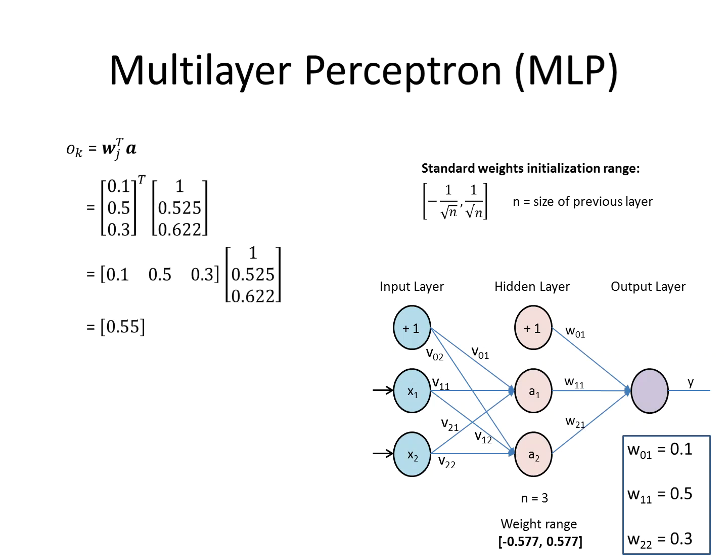Here the weighted sum for the output layer will be this, where this is the output that we received here. A1 and A2 are 0.525 and 0.622, and this is the bias 1, and here we have the weights 0.1, 0.5 and 0.3, its transpose. After this it gives me the output as 0.55. Further, this will pass through the activation function, and it will give me the output as 0.634. So here the final output is 0.634.